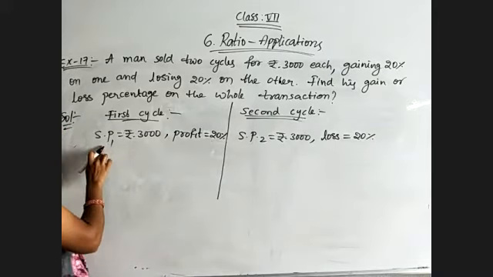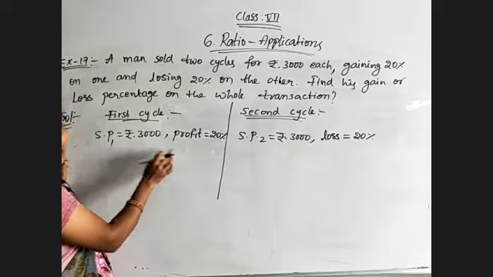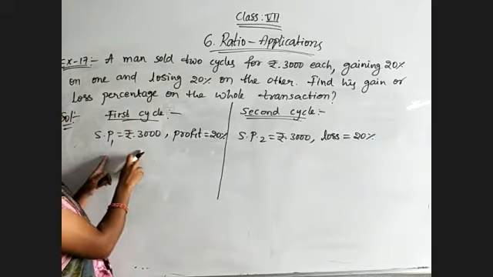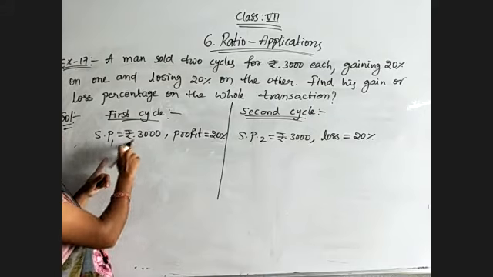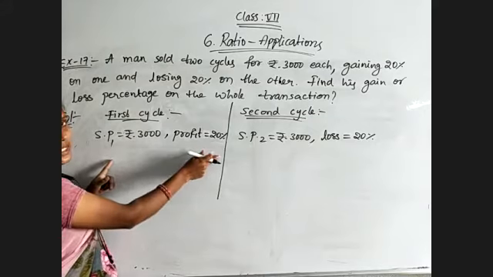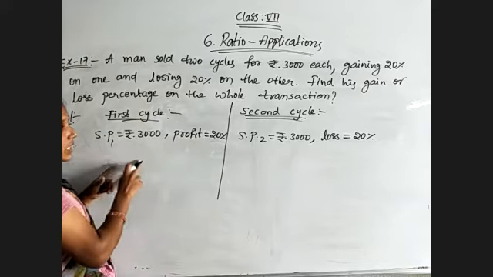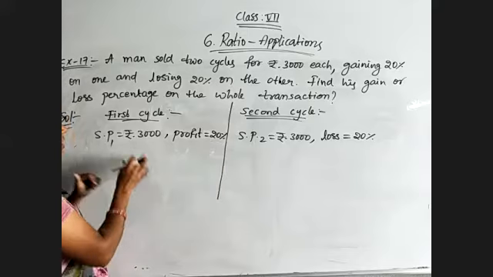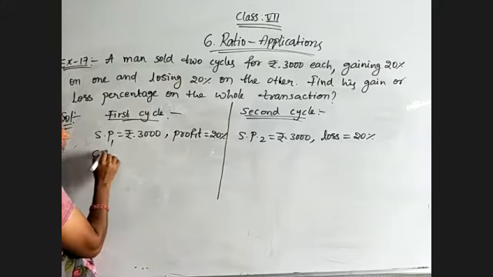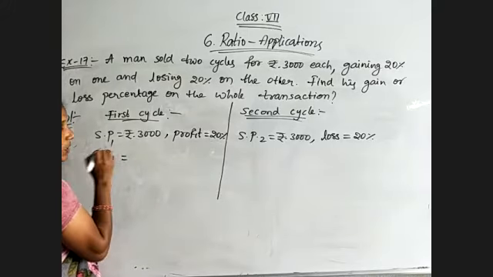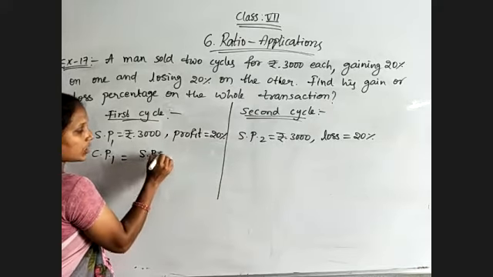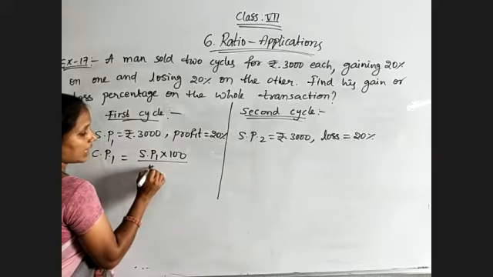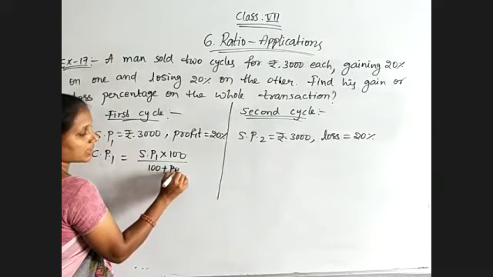Now depending on SP and profit percent, how are we able to find out CP? We need to find out total SP and total CP. SPs we can find out; SP1 plus SP2 is the total SP. For that we need to find out CP1 and CP2 first of all. So we have the formula: CP is equal to SP into 100 divided by 100 plus profit percent.